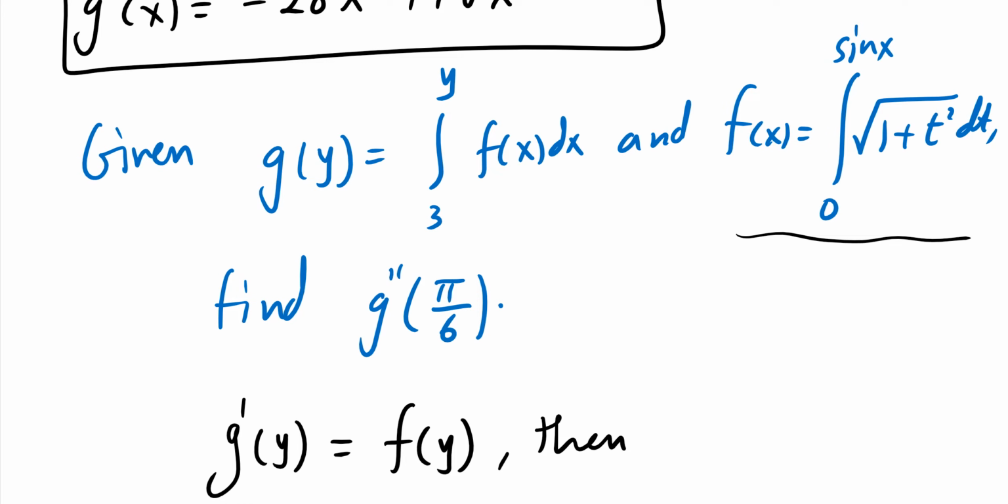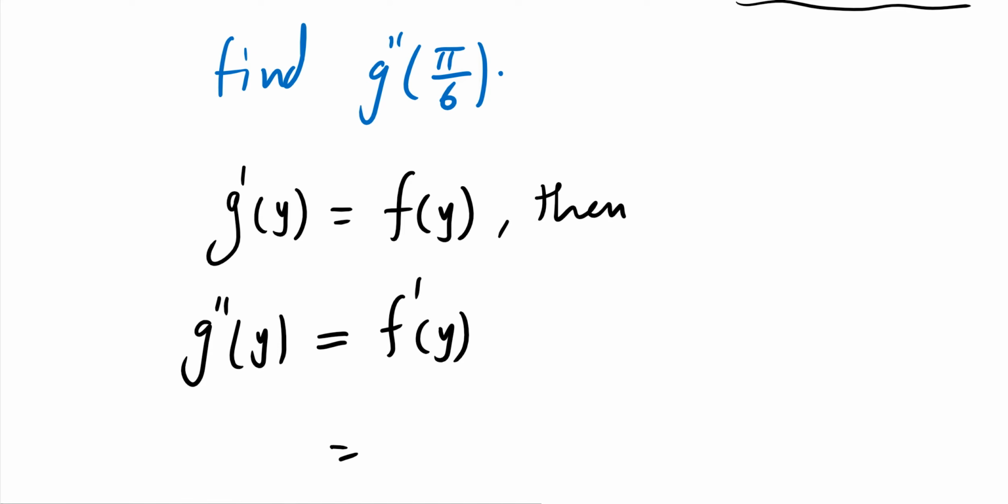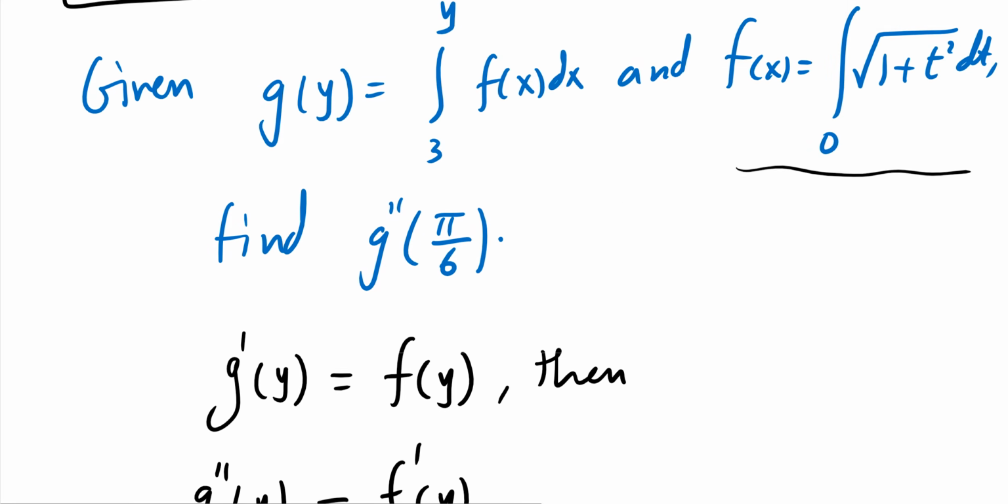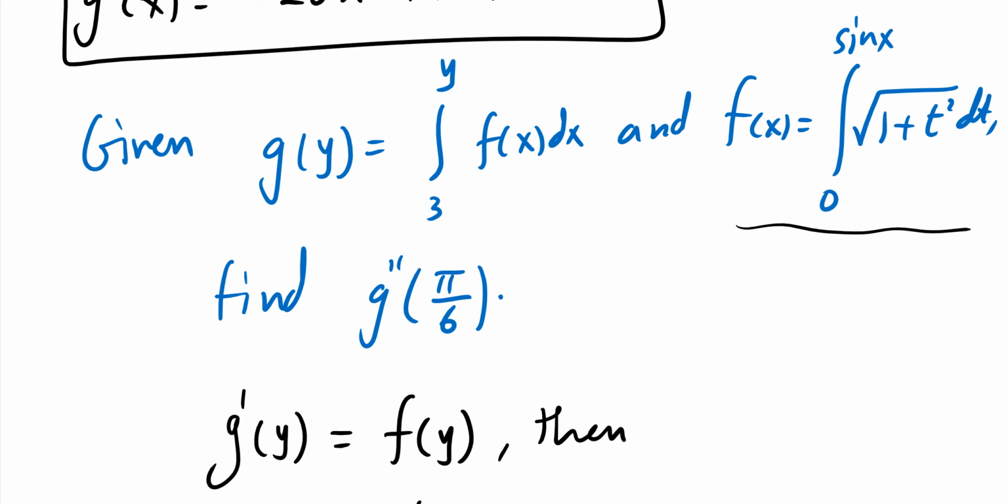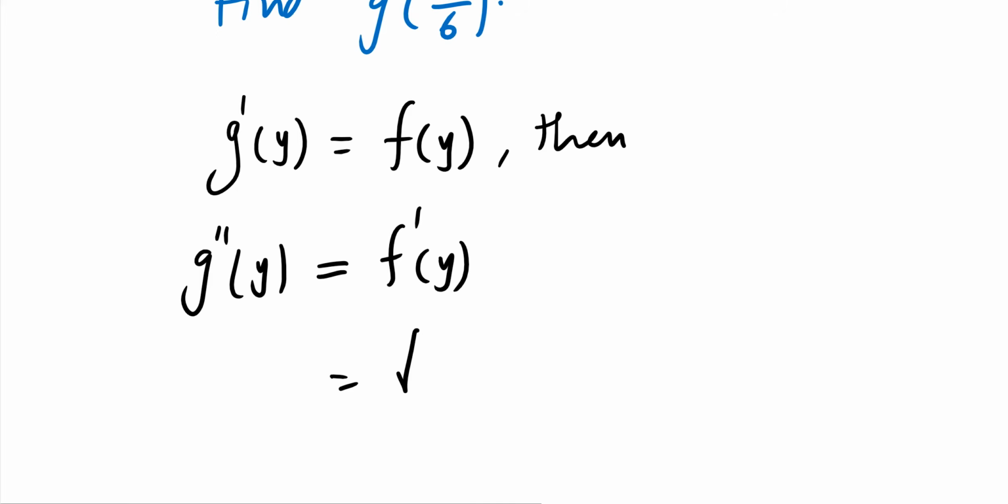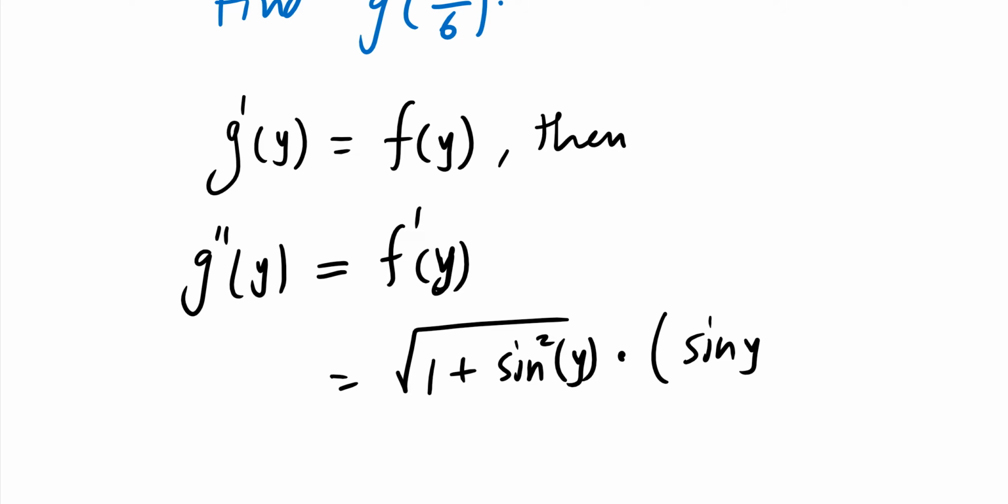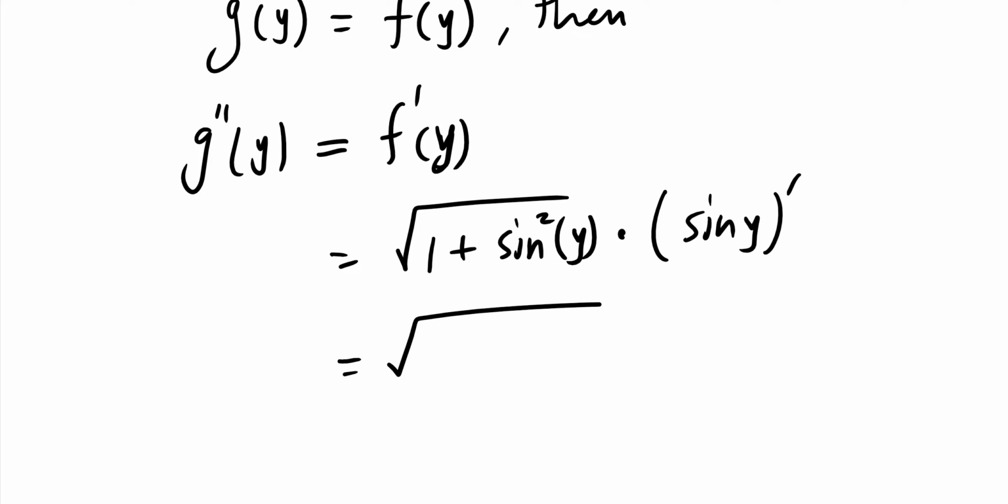This is f of x. So to do f prime of y, we use the first fundamental theorem of calculus: we replace the t with sine x, so it's the square root of 1 plus sine squared x. But since there's a y, I put y here, times the derivative of sine x, or sine y in this case. This stays the same, nothing can be done, but the derivative is cosine y.